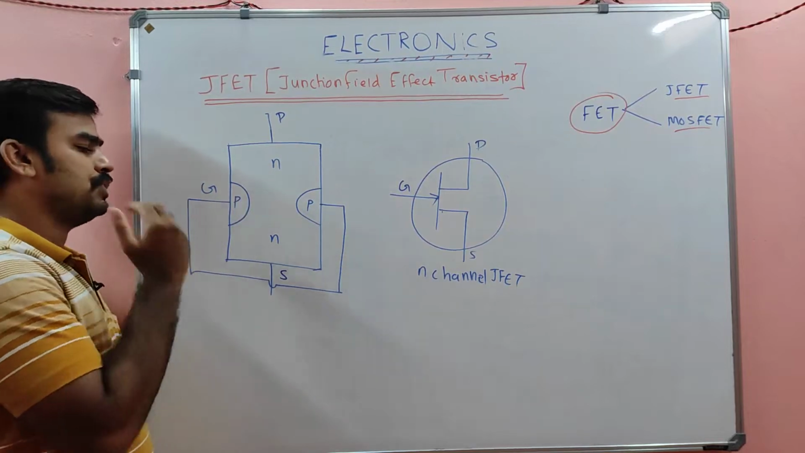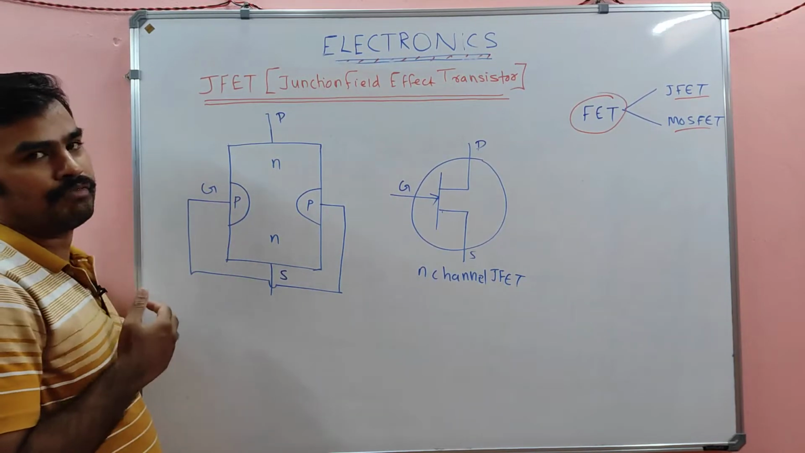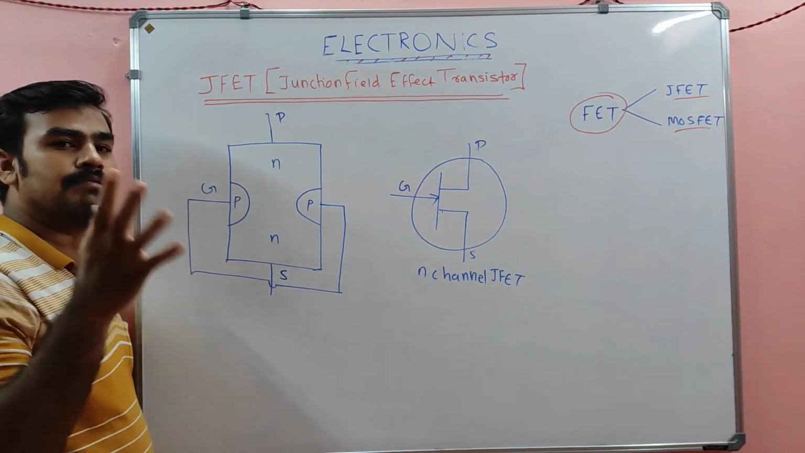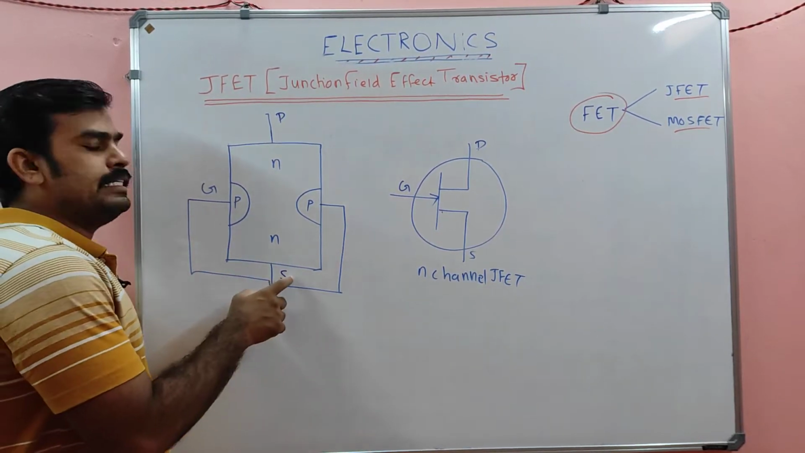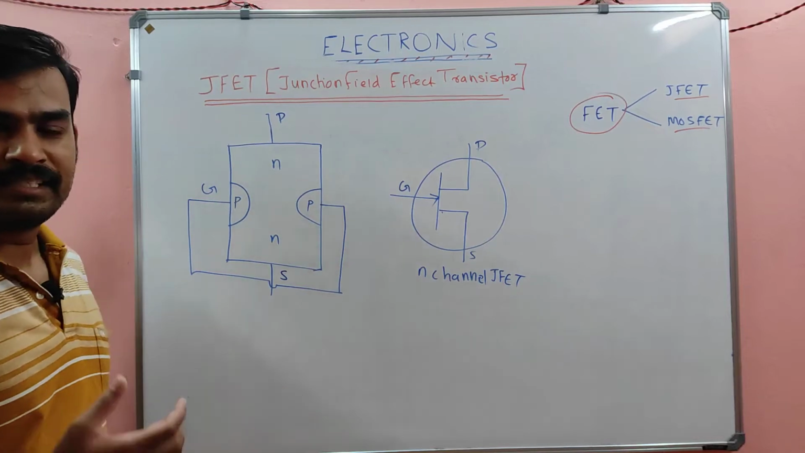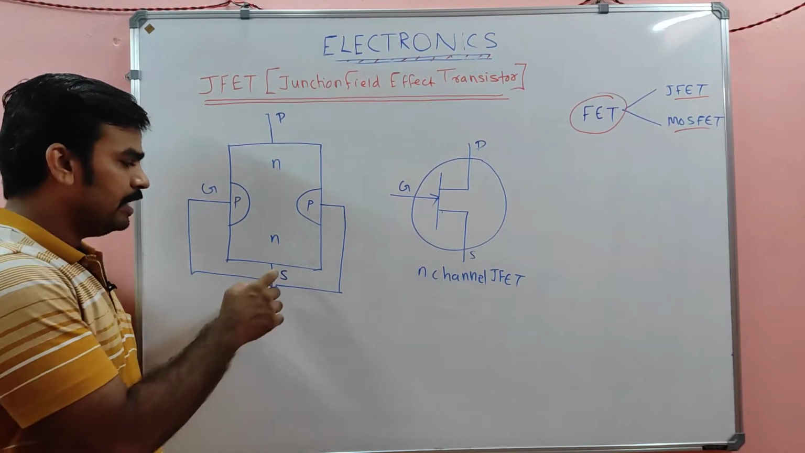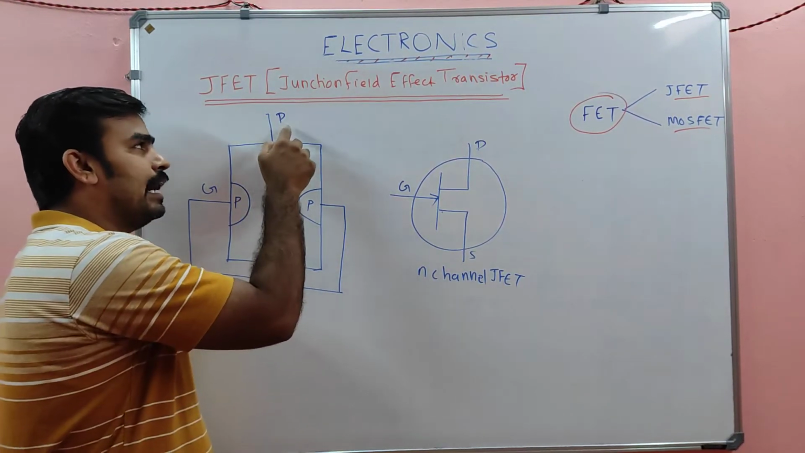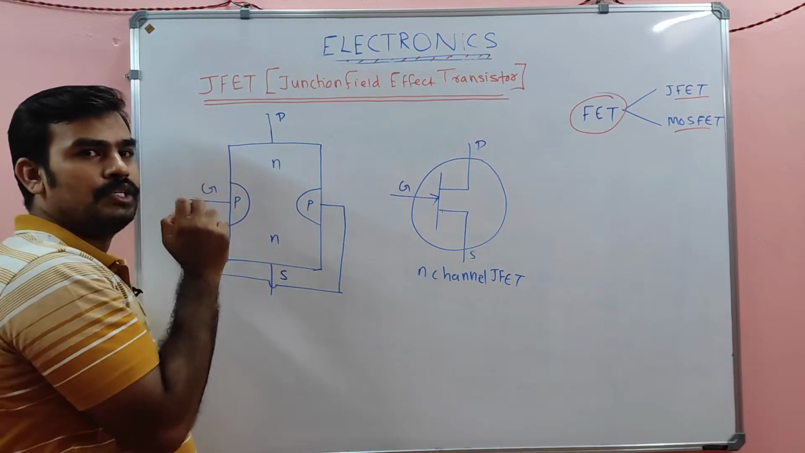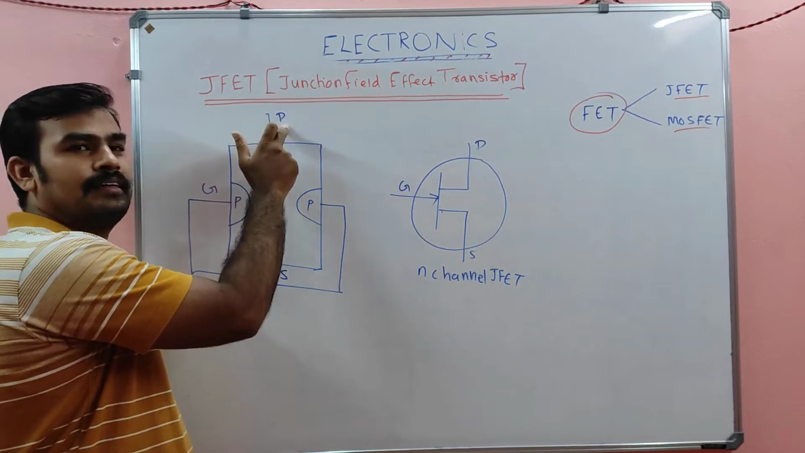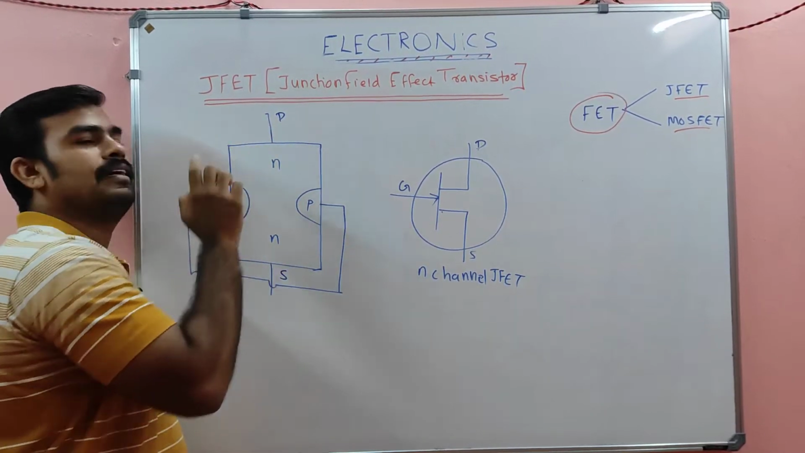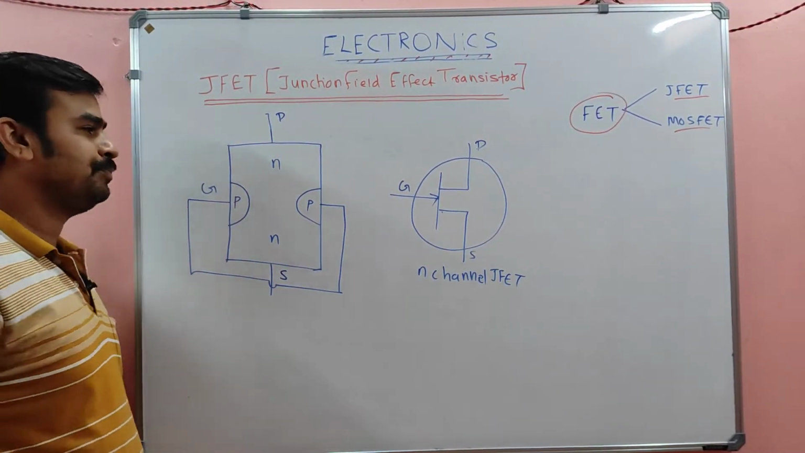So this is the structure, my dear. This is the internal structure of a junction field effect transistor. That means it is a three-terminal device, right? It contains a source, a drain, and a gate. It is similar to emitter, base and collector in a BJT.